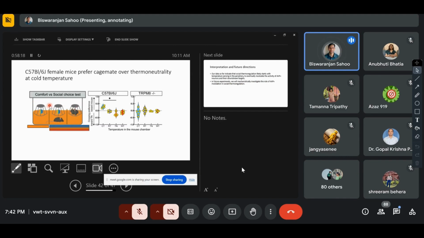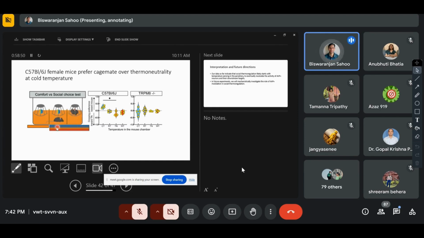So we thought about their choice, what they prefer. There is a three-chamber setup with small barriers, so there are three chambers. On one side there is a cage mate mouse, just like a littermate, your sibling, and on the other side there is a small object.